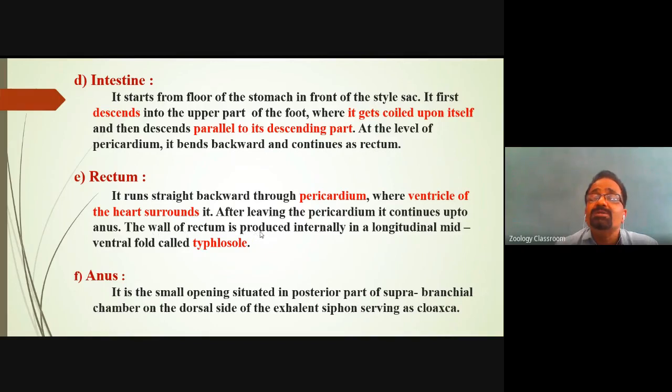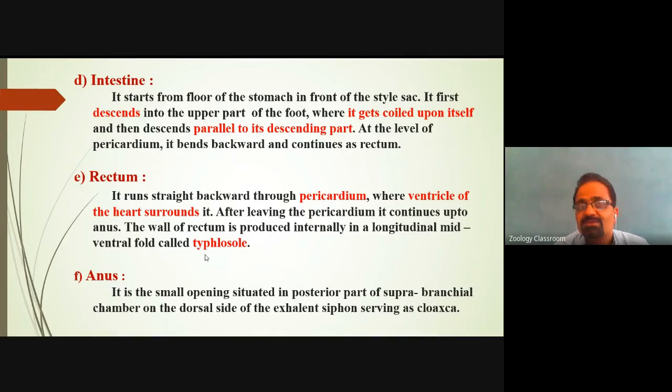The wall of the rectum is produced internally into a longitudinal mid-ventral fold called the typhlosole. Now, you have come across this word typhlosole in your BSc Part 1 class while studying the earthworm. Do you remember where this typhlosole is present in the earthworm? We have already studied the earthworm as a non-chordate animal. Now, at present, we are studying an animal which is also a non-chordate. That earthworm is an annelid, and here we are studying the mollusk.